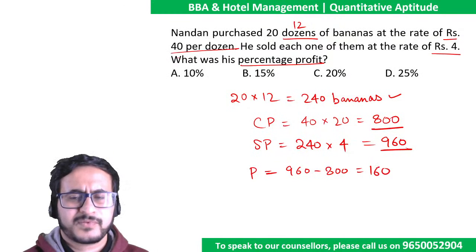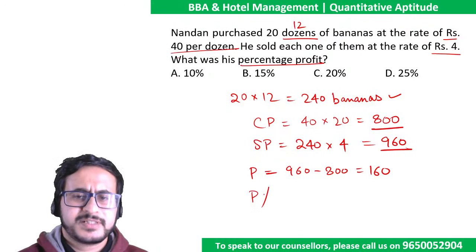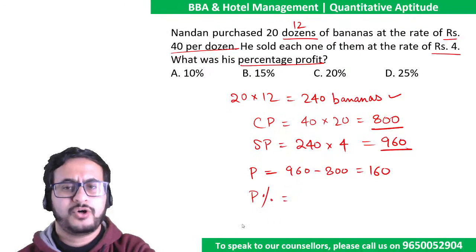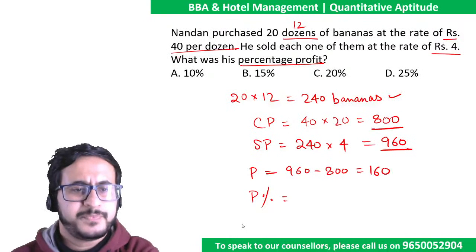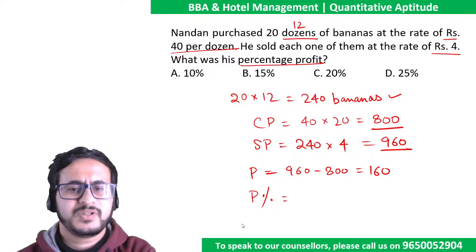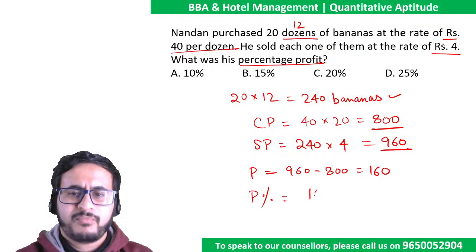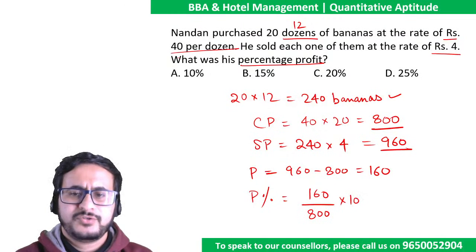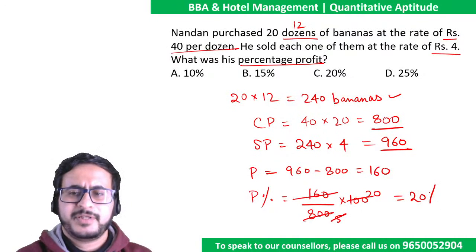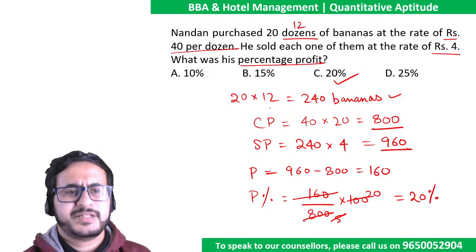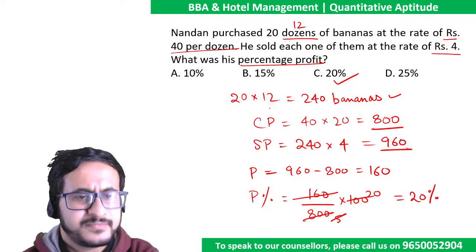160. Profit is 160, and profit percentage will be, as I told you, profit and loss are percentages of cost price. So if you have profit as 160 rupees, and cost price is 800, you just need to multiply by 100. So this is 1 by 5. 1/5 is 20%. So profit will be equal to 20%. So quite simple things, isn't it?